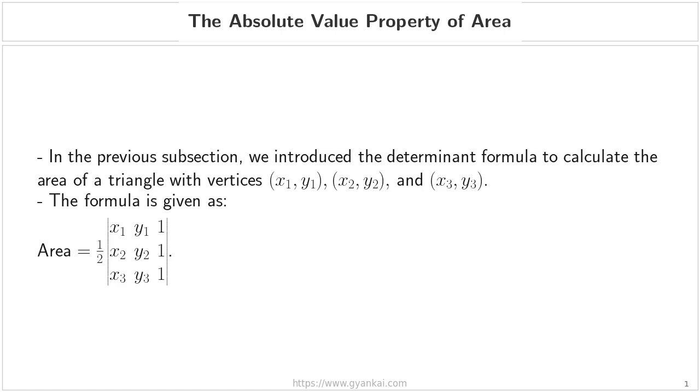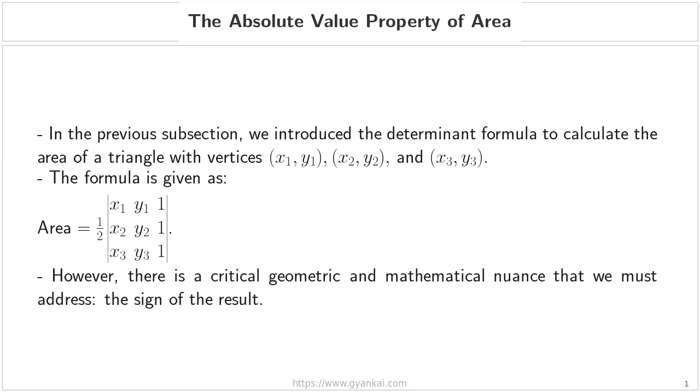As you remember, the formula is written as area equals 1/2 of the determinant of a 3x3 matrix, where the first column contains our x-coordinates, the second column contains our y-coordinates, and the third column is filled with ones. Now, while this formula is mathematically sound, there is a critical geometric and mathematical nuance that we need to address today. As we move forward, we have to look closely at the sign of the result, specifically, what happens when that determinant comes out as a negative number?